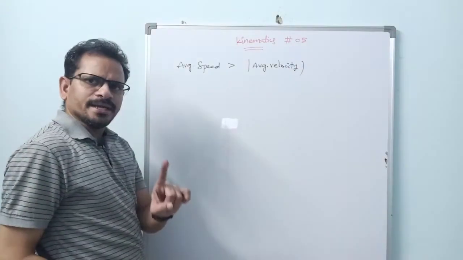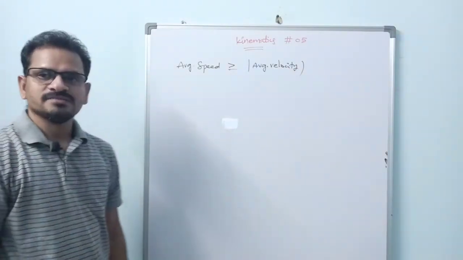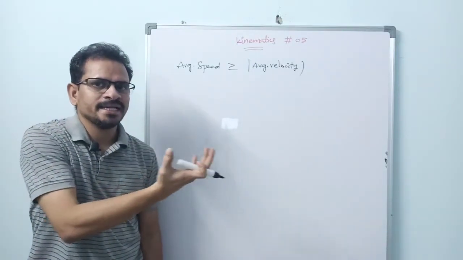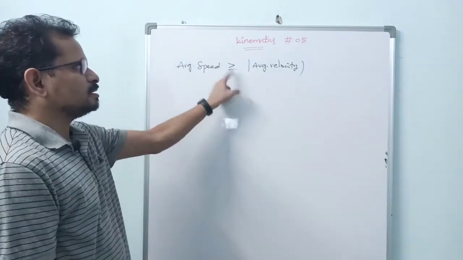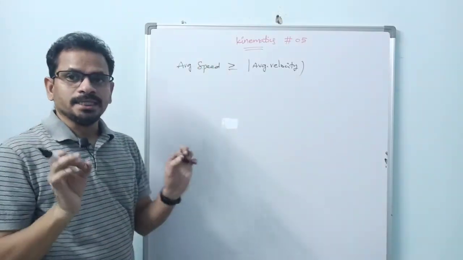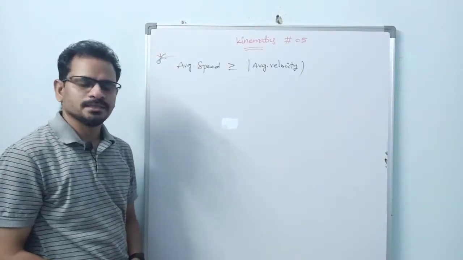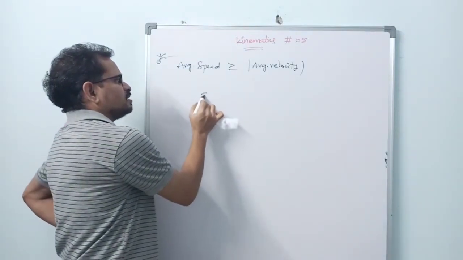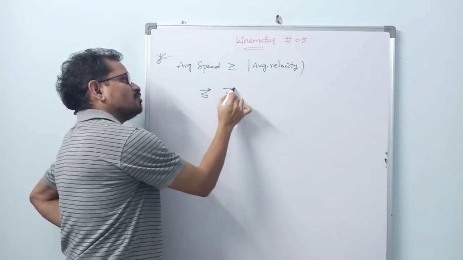And there is only one case where average speed is equal to modulus of average velocity. What is that case? Particles moving in a straight line without turning back in one direction. In that case only average speed is equal to average velocity. This is one point to be kept in mind. Okay, right. See, actually displacement is a vector quantity, we have to put arrow mark here, and velocity is also a vector quantity, we have to put arrow mark here.